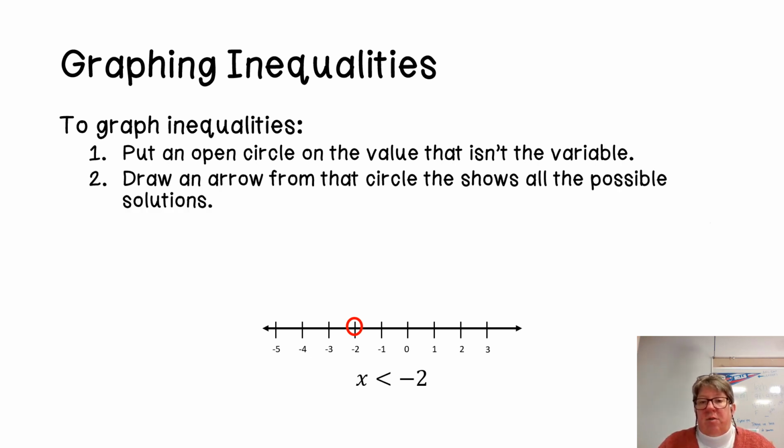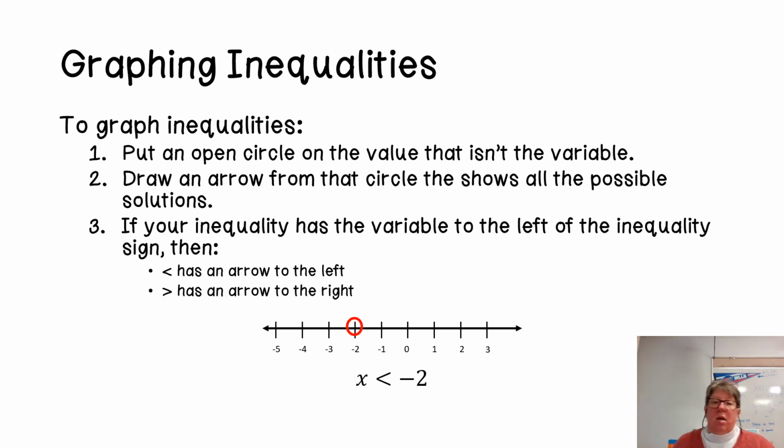Next, we're going to draw an arrow from that circle that shows all the possible solutions. Well, how do we determine which way to make that arrow? Well, if our inequality has the variable to the left of the inequality sign, then all we have to do is look at the direction that the inequality is pointing. This one is pointing to the left. If we turn it into an arrow, it tells us that we're going to draw our arrow to the left. If it was greater than, we would draw our arrow to the right. This only works if the letter is first.